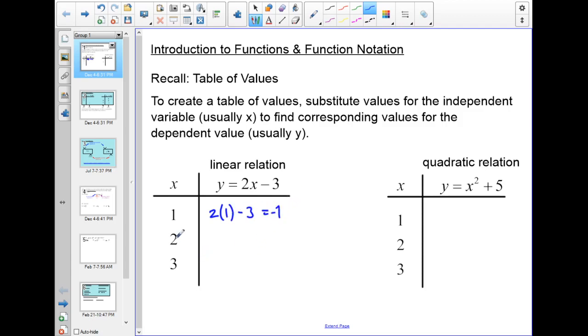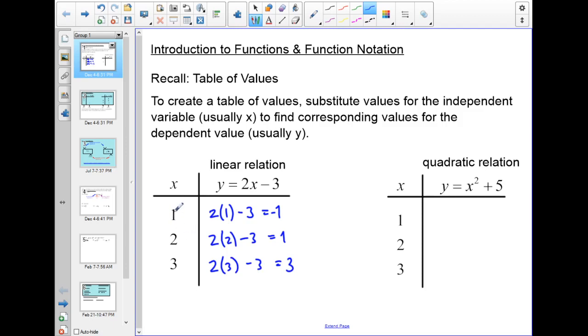which of course is just going to give me 2 minus 3, which is negative 1. And then I put in an x value of 2, so that's going to be 2 times 2 minus 3. And 4 minus 3 is equal to positive 1. And then when I put in my input value of 3, I get 2 times 3 minus 3. And that's going to be 6 minus 3, which is going to give me 3.